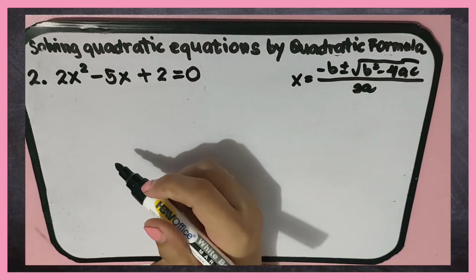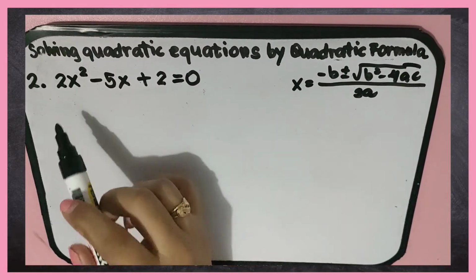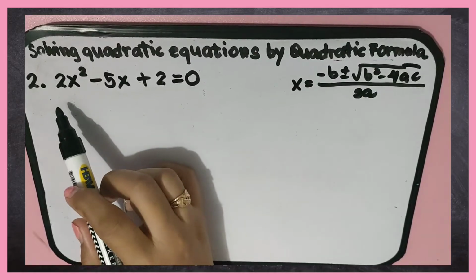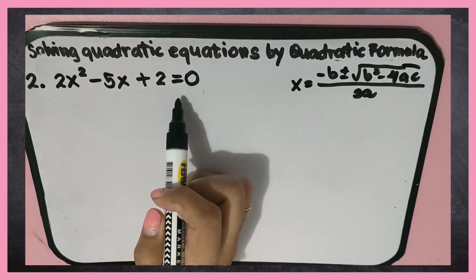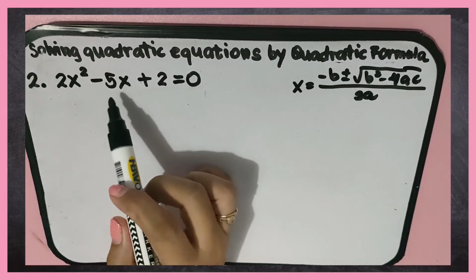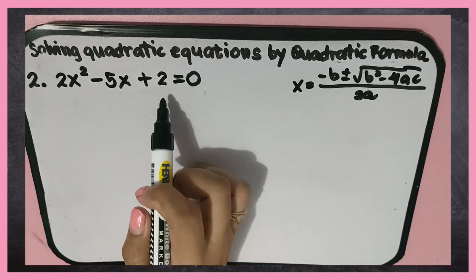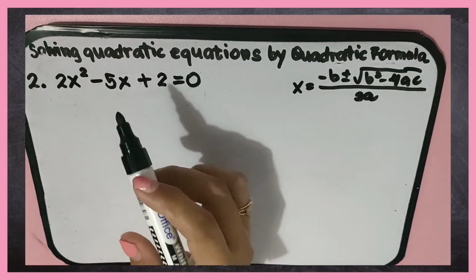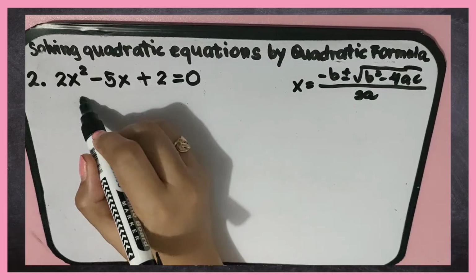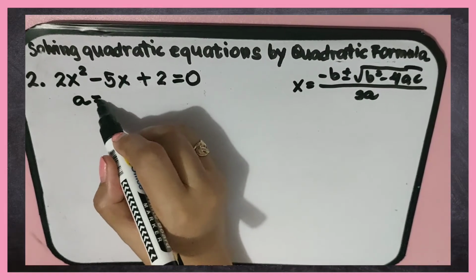Let us proceed to example number 2. So, the example number 2 is 2x squared minus 5x plus 2 equals 0. Nakita nyo naman, nakasulat na siya into standard form. So, ang gagawin natin is to determine the value of a, b, and c. So, the value of a is 2.